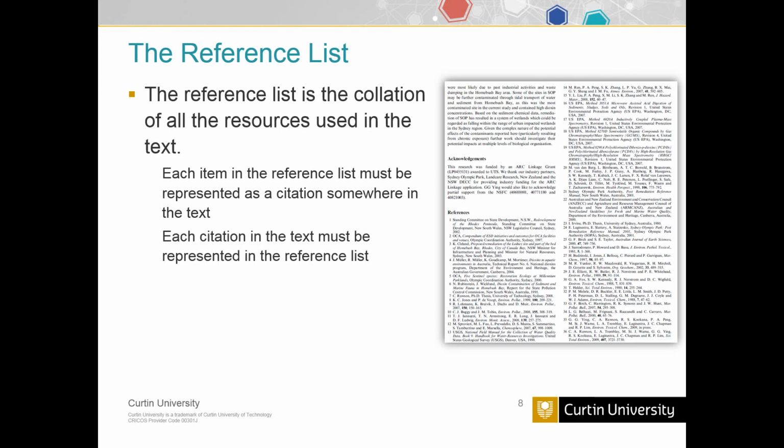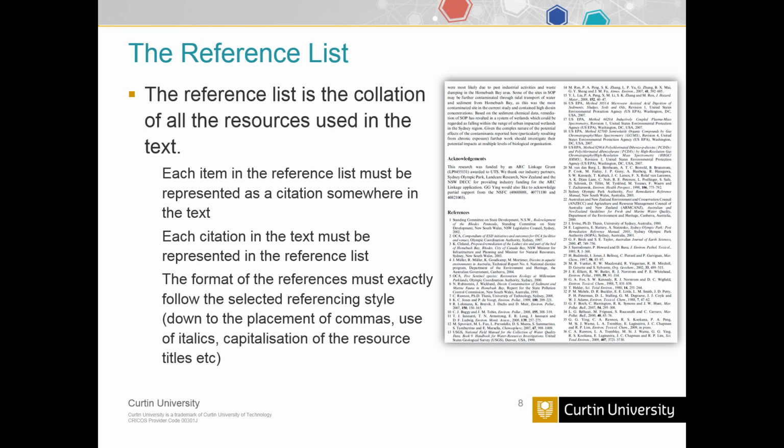Each citation in the text must be represented in the reference list. The reader needs to be able to go and find the reference for each citation. And the format of the references must follow the selected referencing style for the document. This is down to the placement of commas and the way that author names are capitalized.